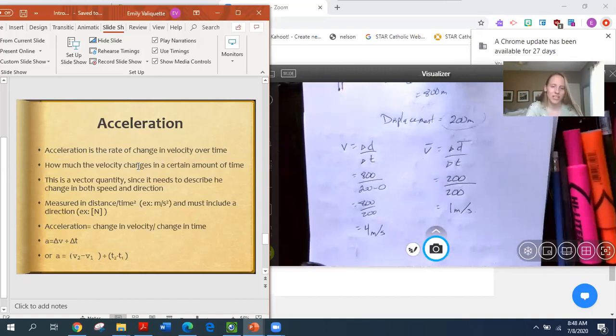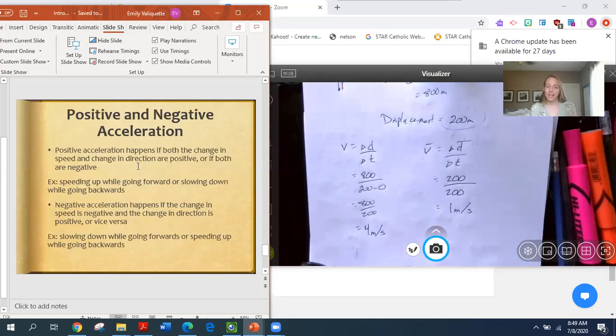And the formula is a change in velocity over a change in time. Remember, anytime we're doing a change in something, it is the second minus the first. And this becomes most important when we're dealing with acceleration because you are always going to have two different velocities or two different speeds. You need to make sure that you're subtracting the final speed minus the initial speed, not the other way around.